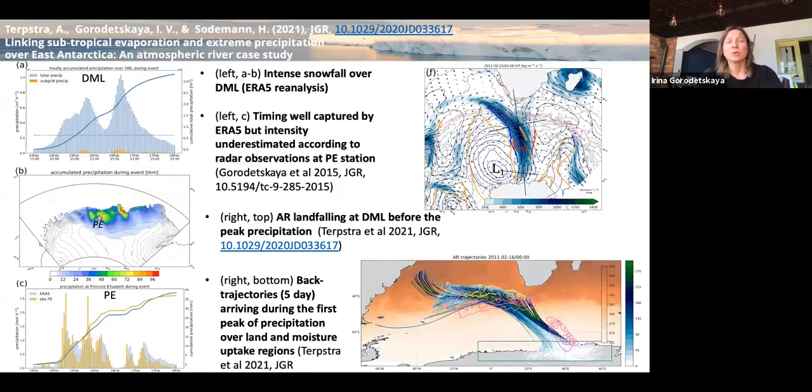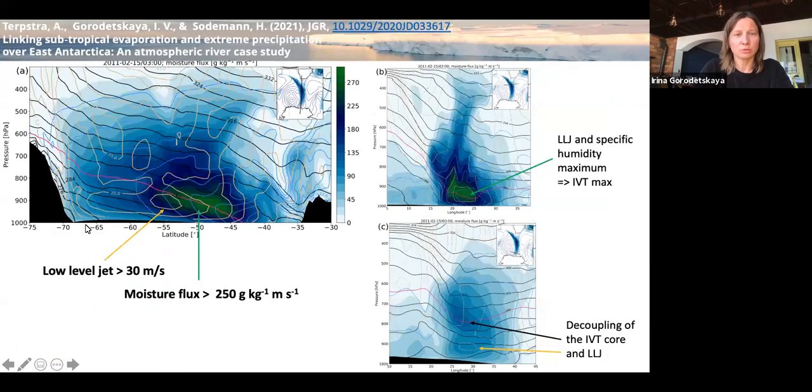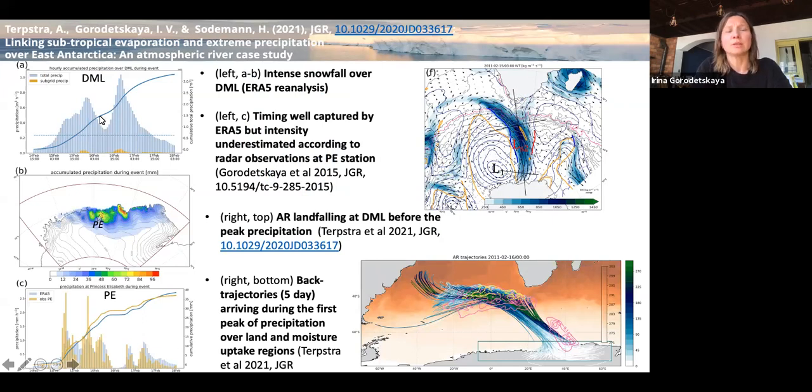If we look into more details of this event, we had a lot of precipitation over the entire mountain range. Excuse me, jumping. Here is the timeline. There were two peaks of precipitation, and it was really a large area that was experiencing this precipitation, but the peak was in the escarpment and coastal area, and we were lucky with the location of the Princess Elizabeth Station to capture this precipitation.